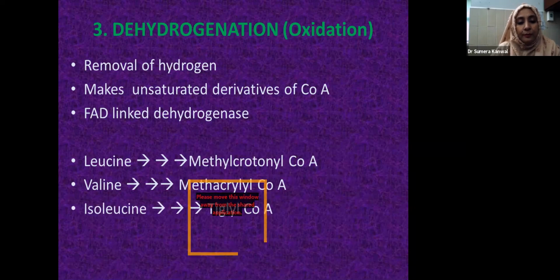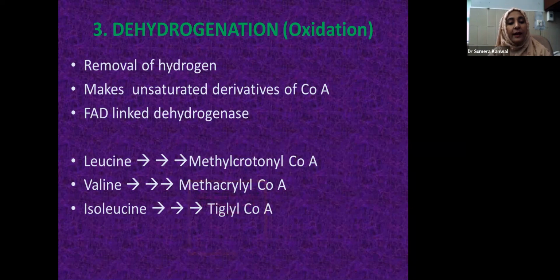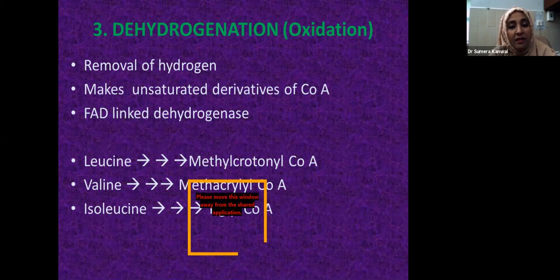Isoleucine, upon transamination, oxidative decarboxylation and dehydrogenation, becomes tiglyl CoA. These are the common 3 reactions for the catabolism of branch chain amino acids. But if we see the end product after these 3 reactions, they are not the end product that we discussed in our first lecture of the reactions of amino acids, in which I said the amino acids convert into 7 intermediates or the 7 end products.